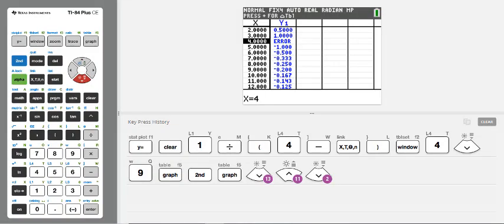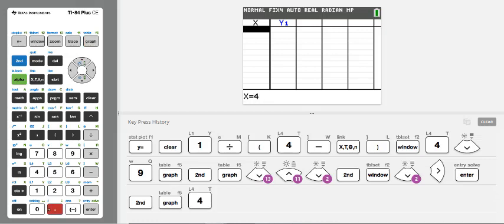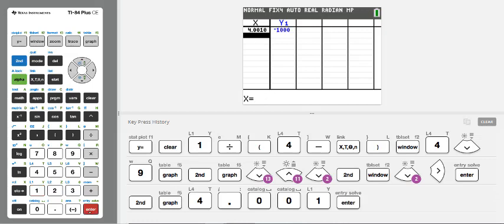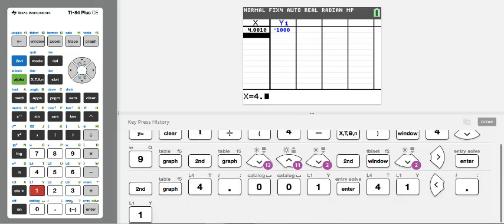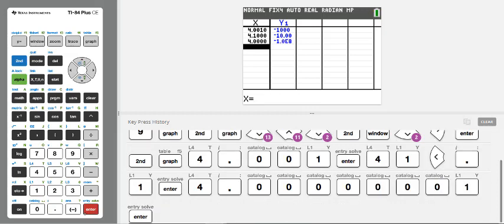So let's see if we can just find something real quick. Let's go to the second table and just do 4.001. Let's say it's negative 1,000. Let's see what 4.1 is. Negative 10. 4.0000001.